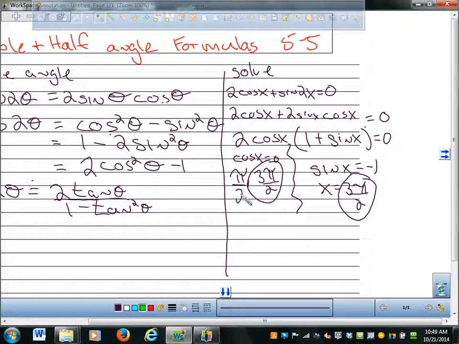Okay. Thank you, Manny. Cosine of x is equal to 0 at pi over 2 and 3 pi over 2. Not pi and 3 pi. Okay. Sine of x equals negative 1 at 3 pi over 2. I messed up.